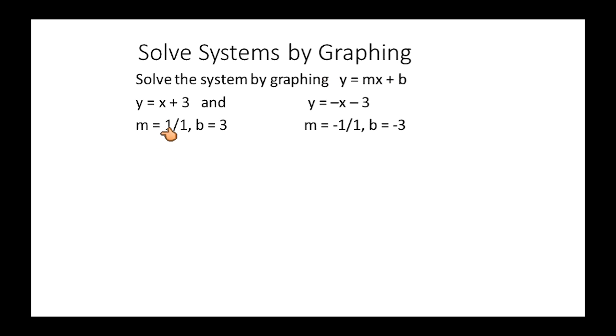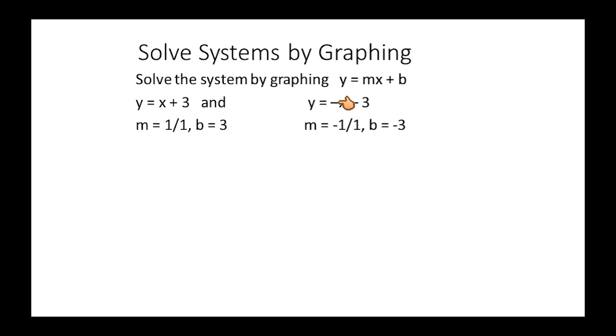So we're going to identify the first equation. Remember, if there is no number in front of your x, there's a 1. There's always a number, so if you don't see one, it's 1. So our slope is 1. But remember, slope is rise over run, which is a fraction. So whenever you have a whole number, put it over 1 and it will be a fraction. And then our b, the y-intercept, is 3.